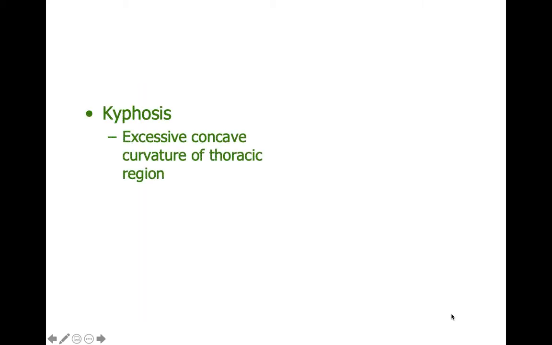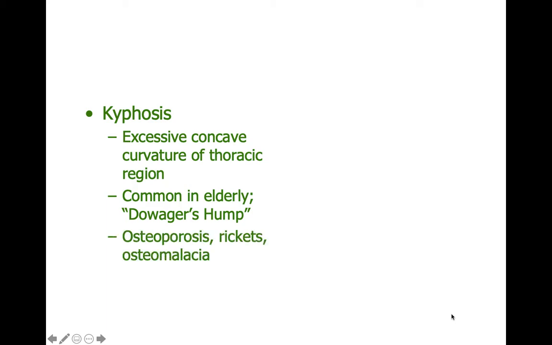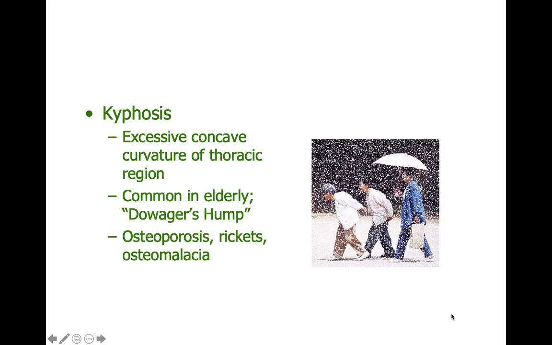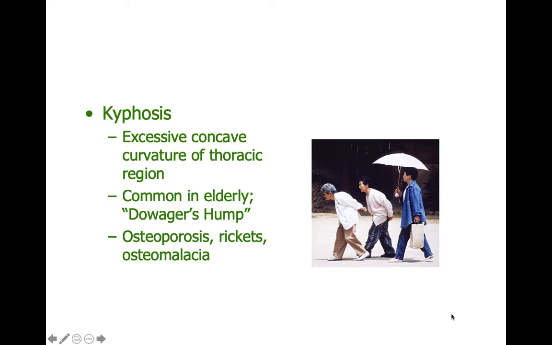Kyphosis is next. This is an excessive concave curvature of the thoracic region. It's common in elderly folks, typically women. It's called the dowager's hump. A dowager is an old, wealthy woman. Common causes are osteoporosis, rickets, and osteomalacia.